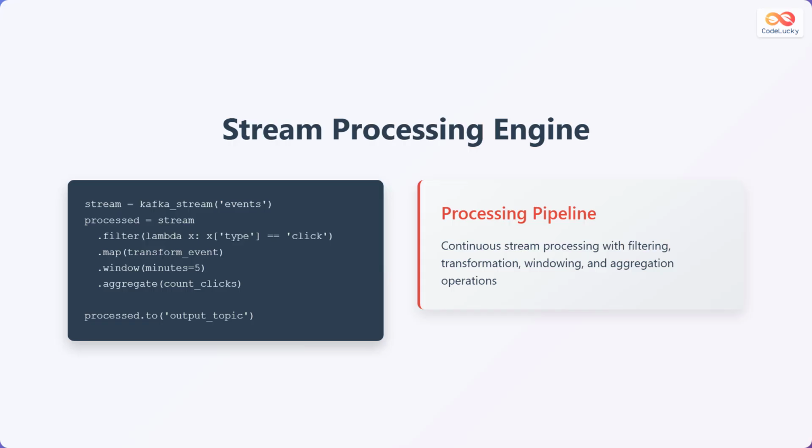Stream processing involves a continuous pipeline with filtering, transformation, windowing, and aggregation operations. For example, a stream comes from Kafka stream events. Then we can filter the stream, transform the event, and aggregate based on time window, say 5 minutes. Finally, this processed stream can be sent to an output topic.